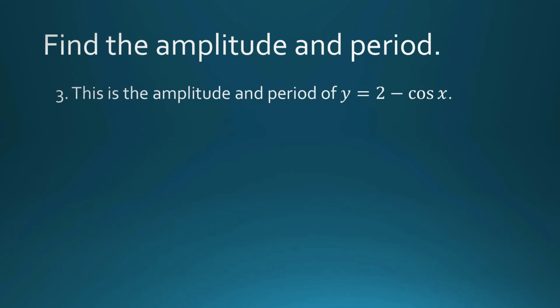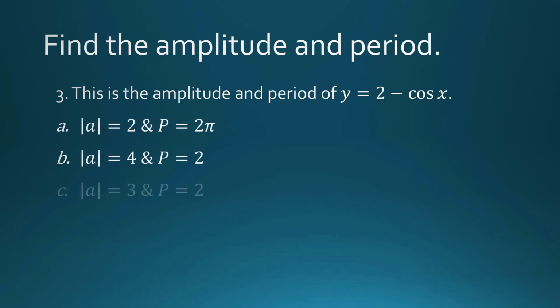This is the amplitude and period of y is equal to 2 minus cosine of x. So what do you think? Okay, so this is what you can do. Well, this is the first time I am flashing a function that is like this. So this is a sum of two functions. Let us visualize what is the graph of y is equal to 2 minus cosine of x.